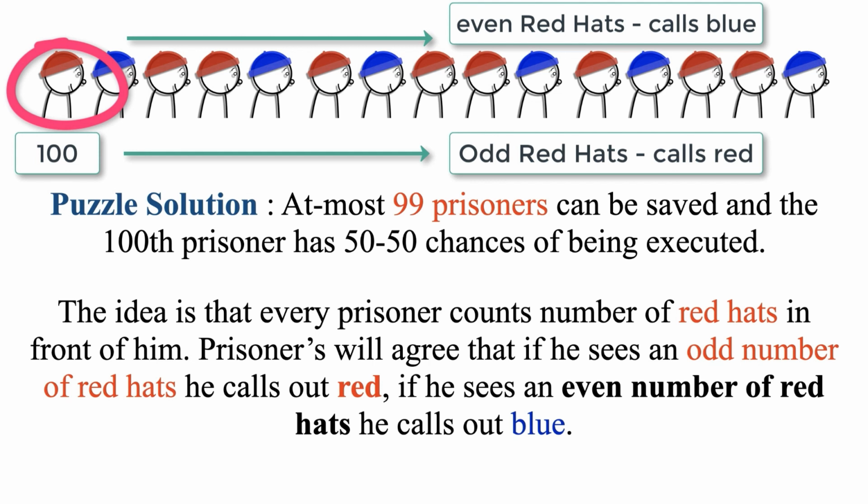Unfortunately, this means he has a 50% chance of survival, but it guarantees everyone else. This is because he himself, that is the 100th person, is not aware of the color of the hat he is wearing, hence his survival chance is 50%. So the idea is that every prisoner counts the number of red hats in front of him.